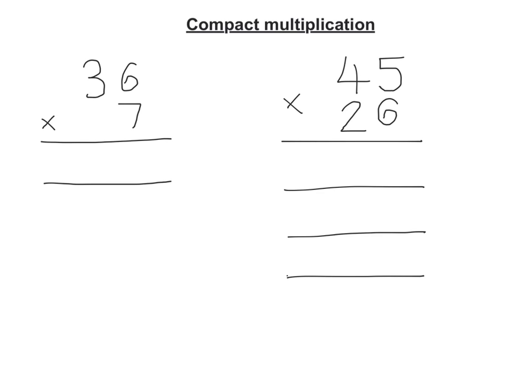Compact method of multiplication. An example of this method can be found on page 124 of your child's planner. The step before the compact method of multiplication is the expanded method. This method has been explained in a previous video, which is also available on our website. Your child does not need to be able to do both methods at the same time. However, the expanded method is an important stepping stone towards understanding the compact method.